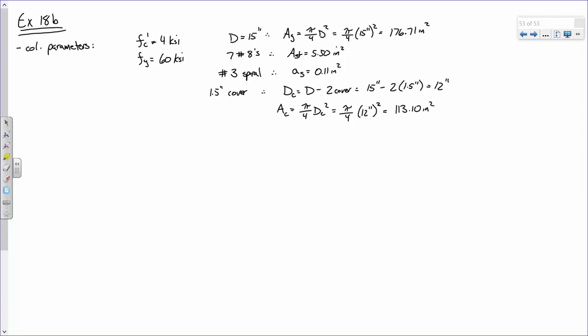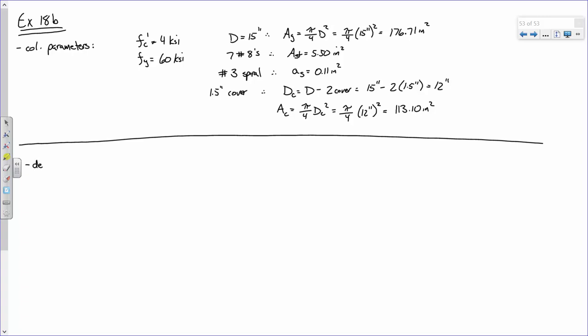There we go. Everybody okay with that? You got a second? Okay. All right. We're not going to use that directly to compute the capacity, but we will use that later when we look at our detailing requirements. All right. So design capacity, again, really plug and chug.